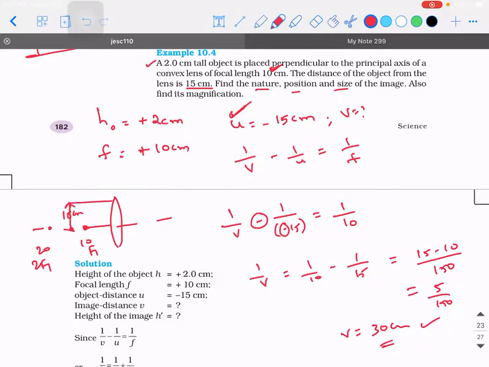Guys, these things should be at your fingertips. Okay. This is f2. Every time you cannot sit and draw a ray diagram and waste your time. So beyond 2f2, sir? Yes, it is beyond 2f2. It is beyond the center.